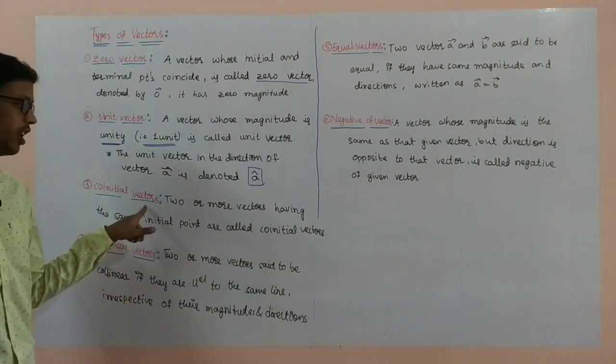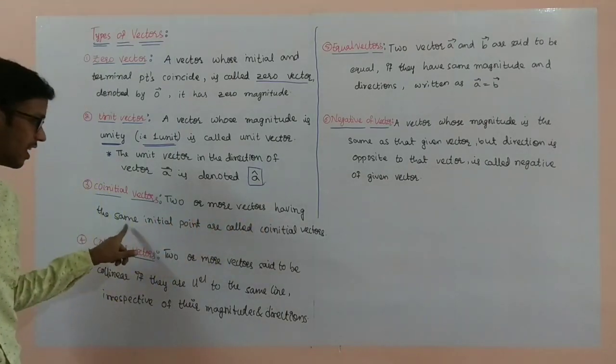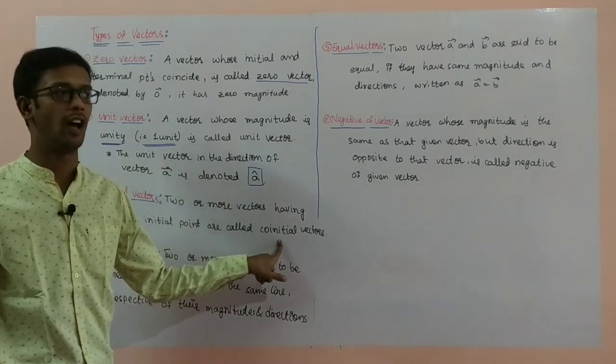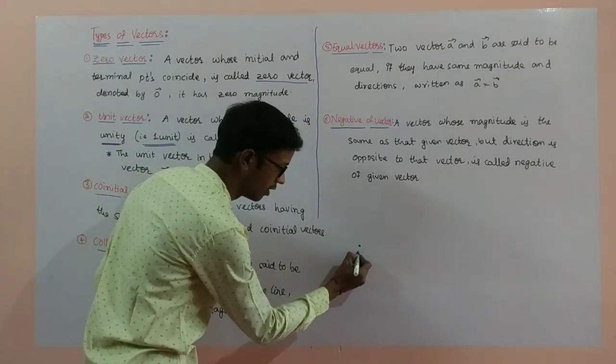Next, co-initial vectors. Two or more vectors having the same initial point are called co-initial vectors. Two or more vectors have the same initial point; I am taking this as O.